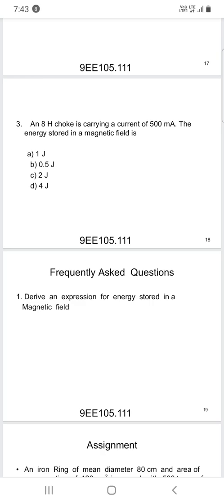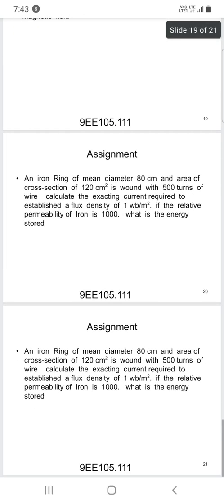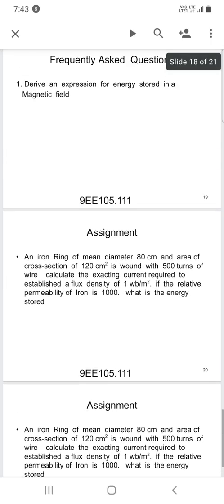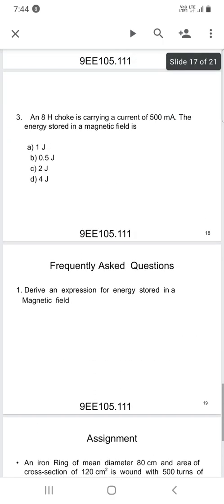Now we have to solve this problem. Some frequently asked questions and problems are given here. We have to practice them. Okay, thank you.